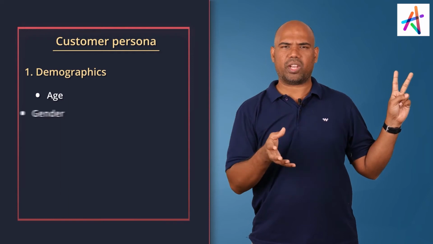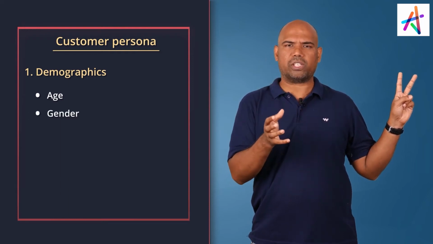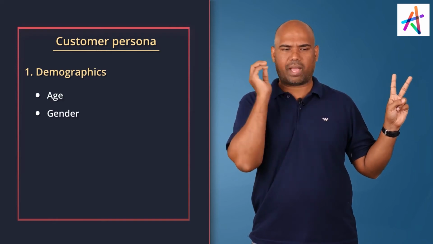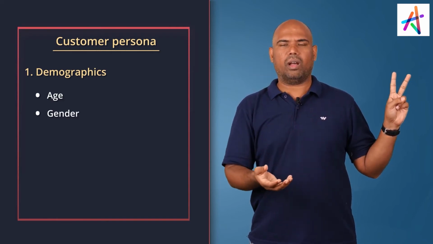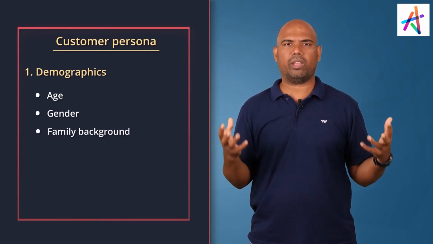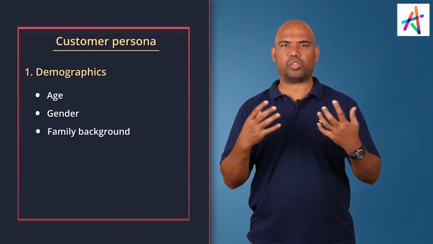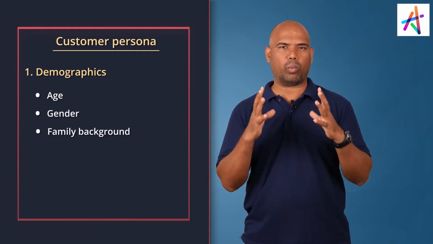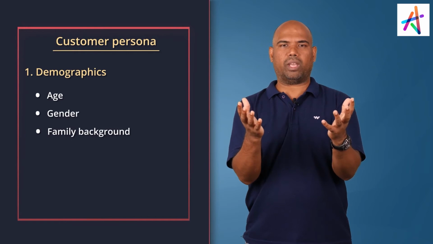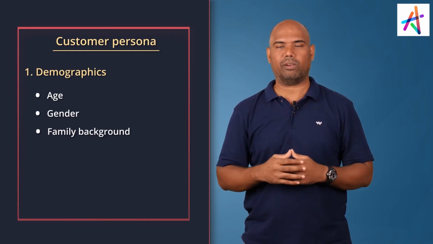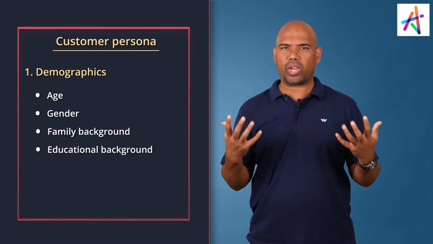Next, it's about the gender. Are your customers mostly men or women, right? So you actually write that down. Then you look at the family background, okay? If you were to sell a product that caters to the entire family, maybe the way you communicate will be very different from the way you would communicate if your product were to reach out to an individual, for example. Then the educational background.